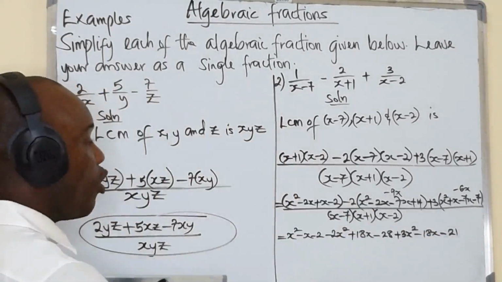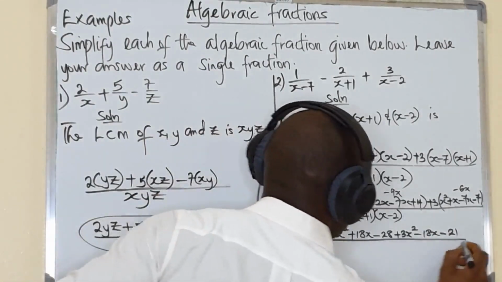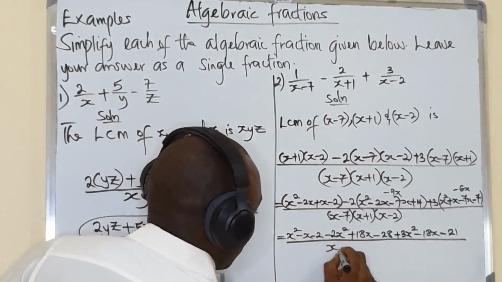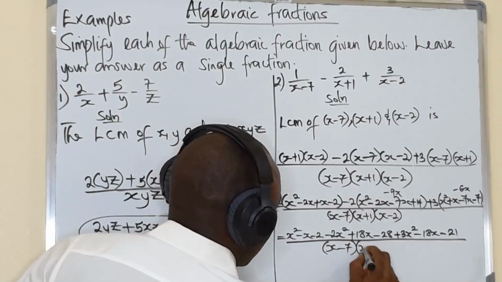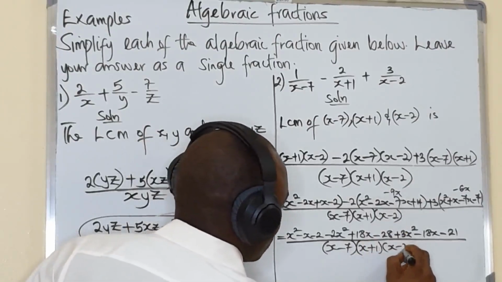So we have ended up opening up all the brackets at the numerator. We are ready now to simplify. But let's write down our denominator. The denominator remains the same. I don't want to open up the brackets yet. You will see my reasons later. Open bracket, x add 1. Open another bracket, x minus 2.